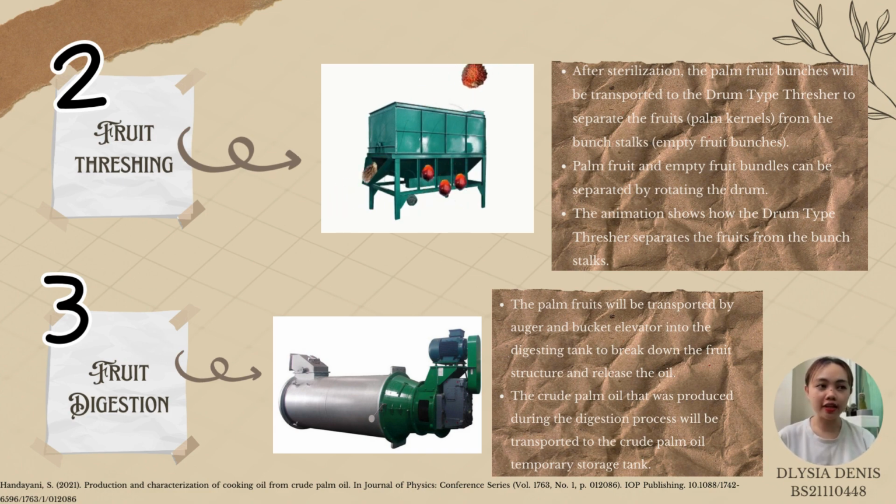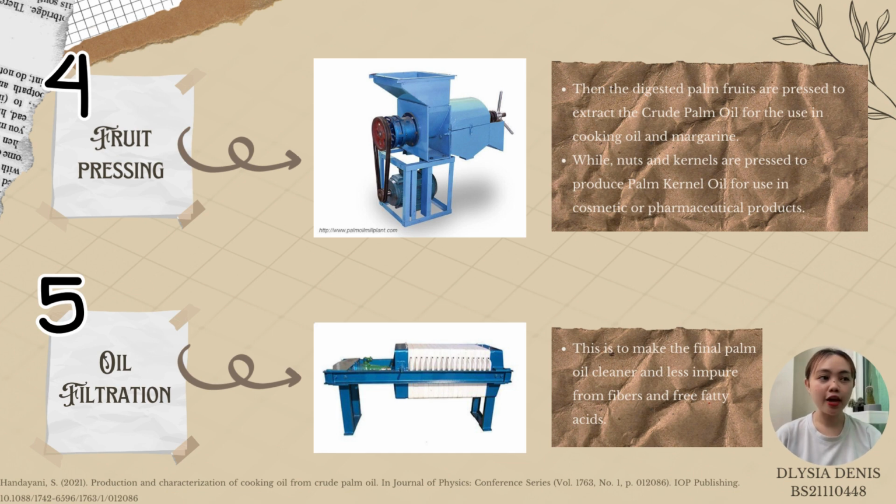After sterilization, the palm fruit bunch will be transported to the drum-type thresher to separate the fruits from the bunch stalk. It can be separated by rotating them, and the animation above shows how it works. The third step, fruit digestion, is where the palm fruit will be transported into the digesting tank to break down the fruit structure and release the oil. The crude palm oil that was produced during the digestion process will be transported to the crude palm oil temporary storage tank.